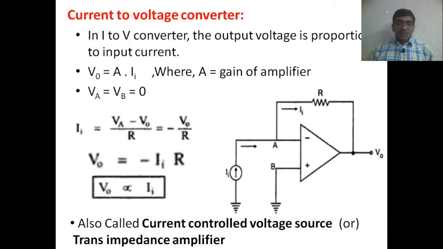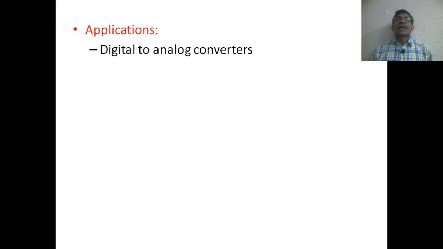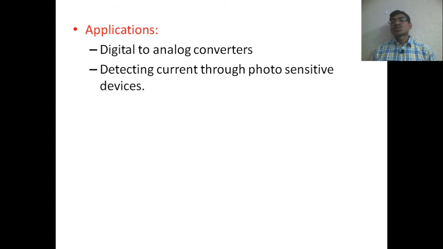Current to voltage converter is also called as current controlled voltage source or trans impedance amplifier. Okay, so the applications of the current to voltage converter are digital to analog converter and detecting the current through the photosensitive devices. These are all the main applications using the current to voltage converter. So it's mainly used in the digital to analog converters.